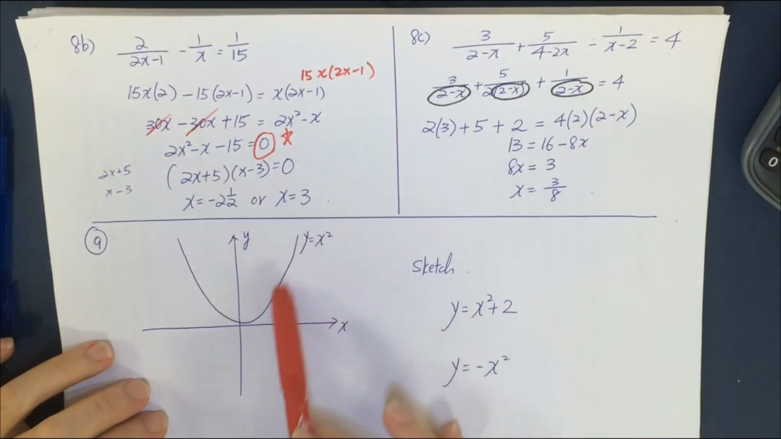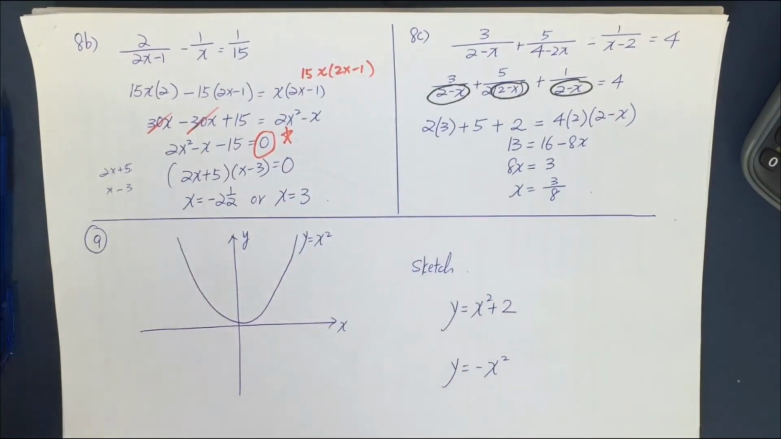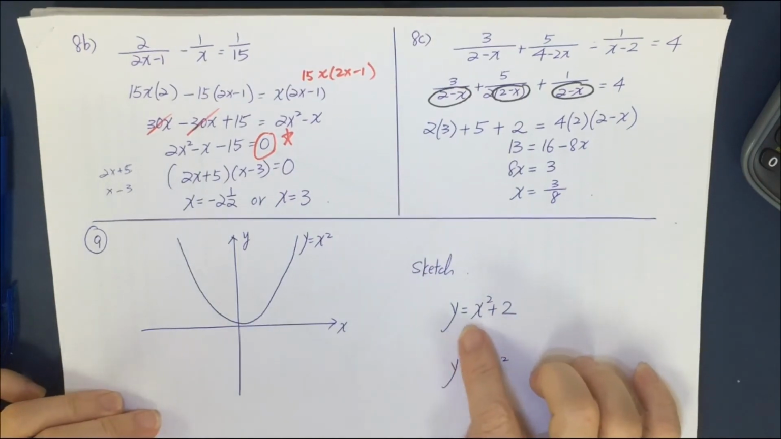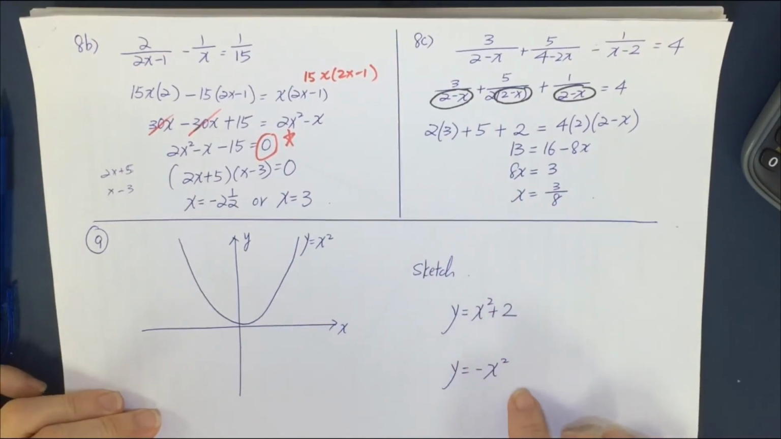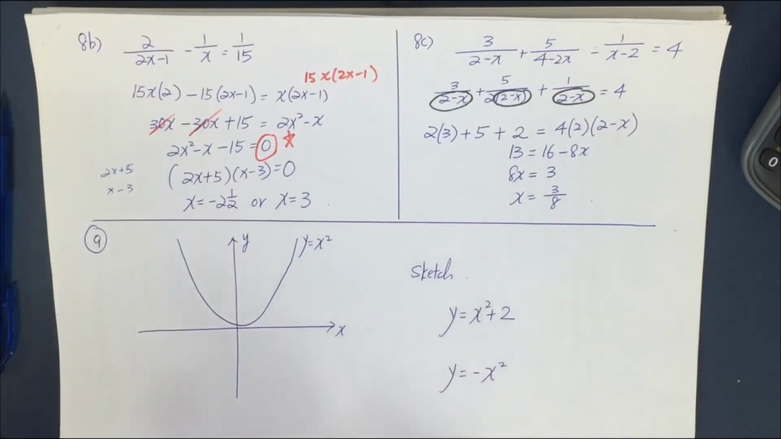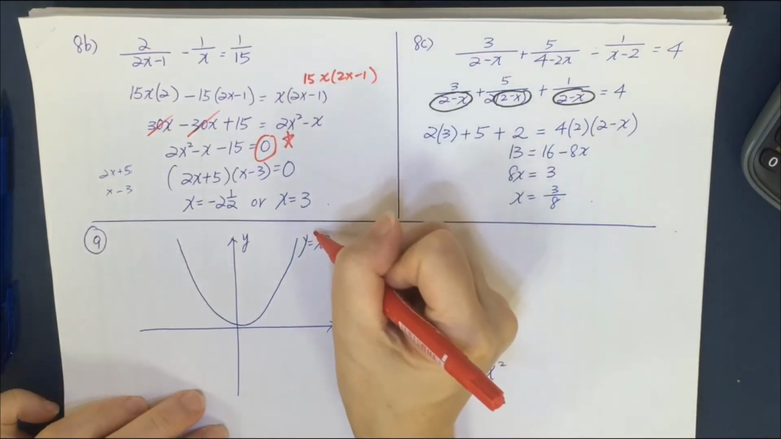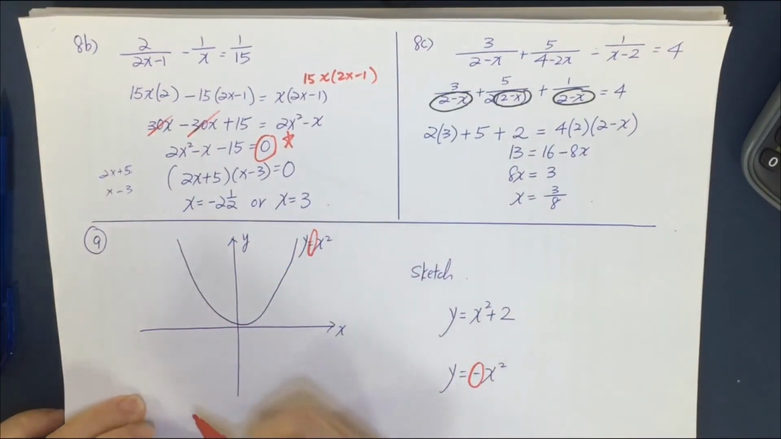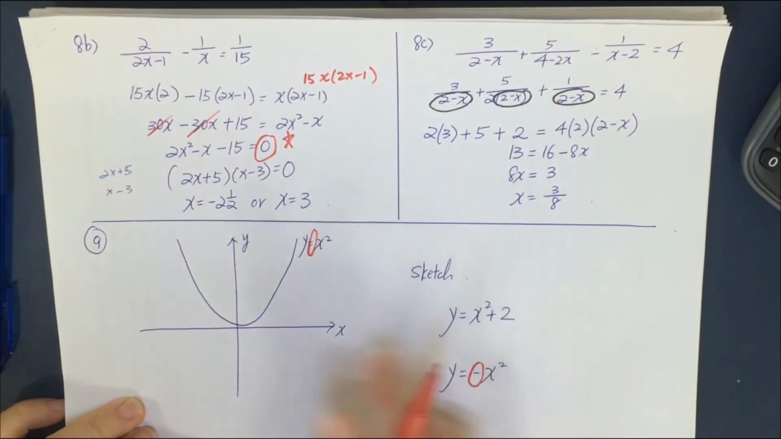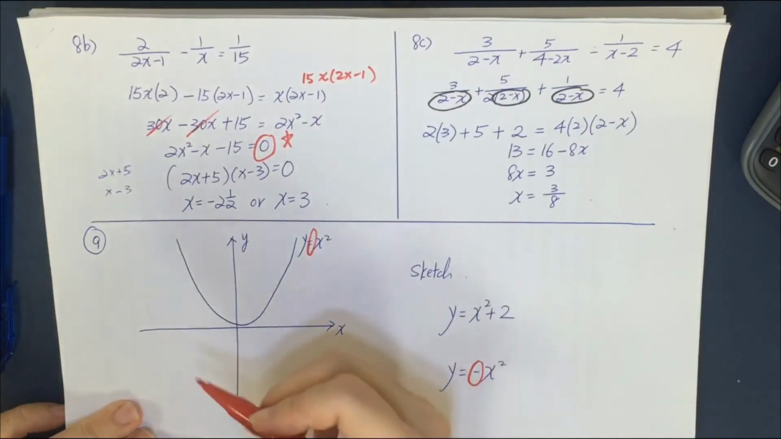You are given that this is y equals x squared. You are asked to sketch 2 graphs. One of them is y equals x squared plus 2. And then the other one is y equals negative x squared. Remember, when the coefficient here is negative and here is positive, the positive one goes upward, so the negative one must come downwards. And then the curvature is the same because why? There is 1 here, so they should have the same curvature.